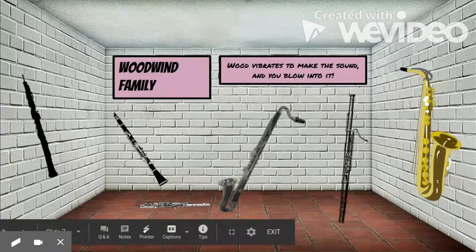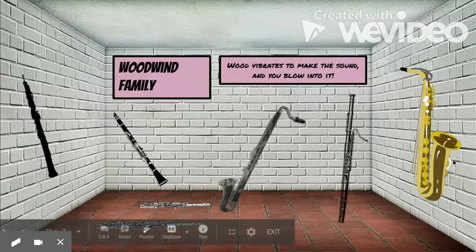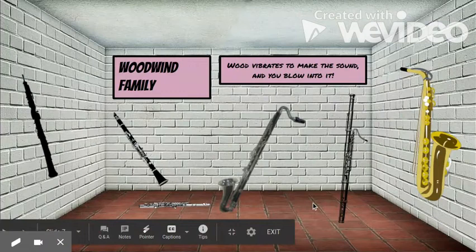Now you may be thinking that the saxophone looks like a brass instrument, right? I mean, it's made out of metal. Well, the reason why it's a woodwind instrument is because there's a mouthpiece on it, the part that you put your mouth on here at the top. And on that mouthpiece, you have what's called a reed. Now, all of these other woodwind instruments also have reeds, except for the flute and the piccolo.